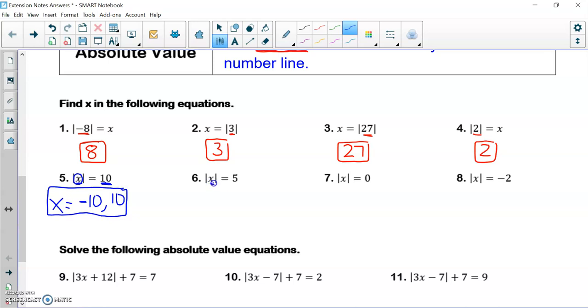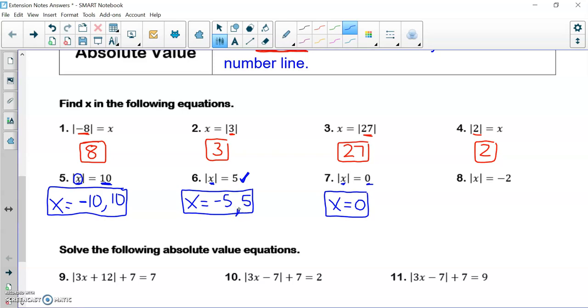Same with number 6. The absolute value of -5 would give you a positive 5, and the absolute value of positive 5 would also give you a positive 5. So x could be -5 or positive 5. Now number 7 is a little different because 0 is a neutral number, so it's not positive or negative. So for this one, the only value that x could be is 0. X cannot be -0 or positive 0, because again, 0 does not have those negative or positive values assigned to it since it's neutral. So that's just your answer right there.